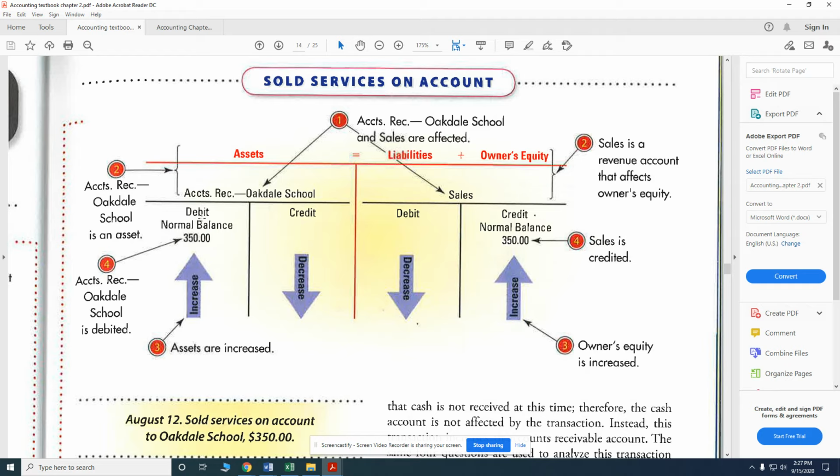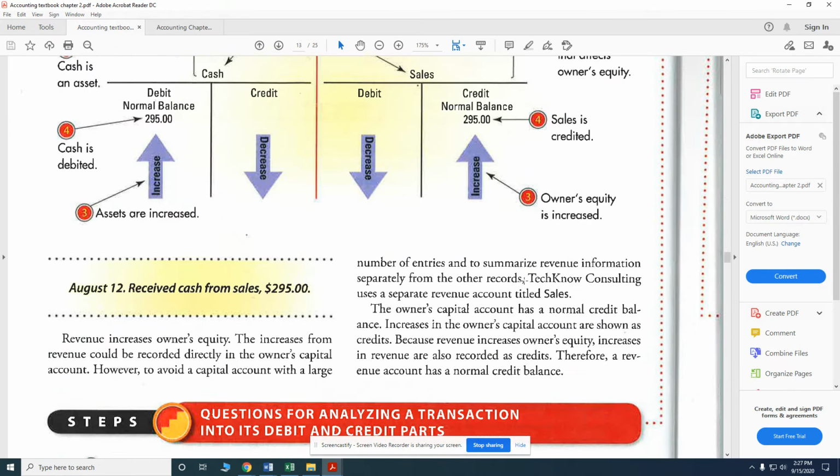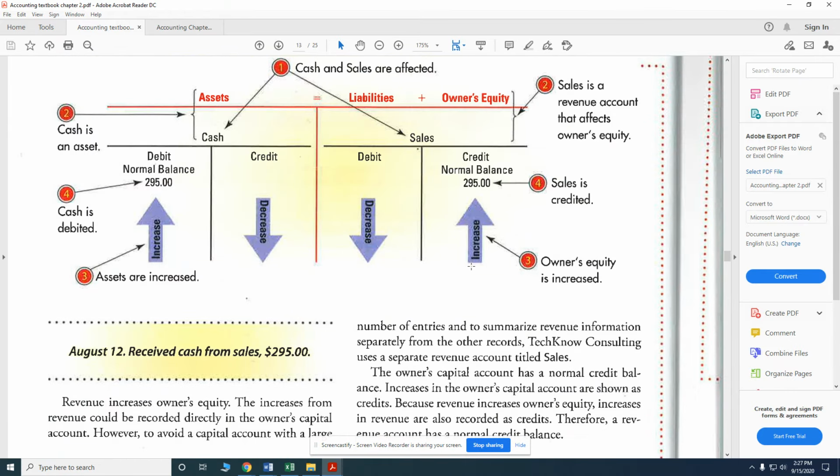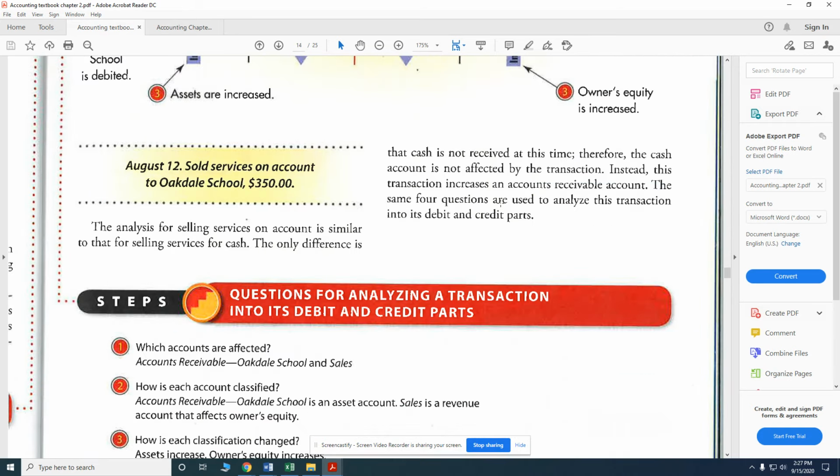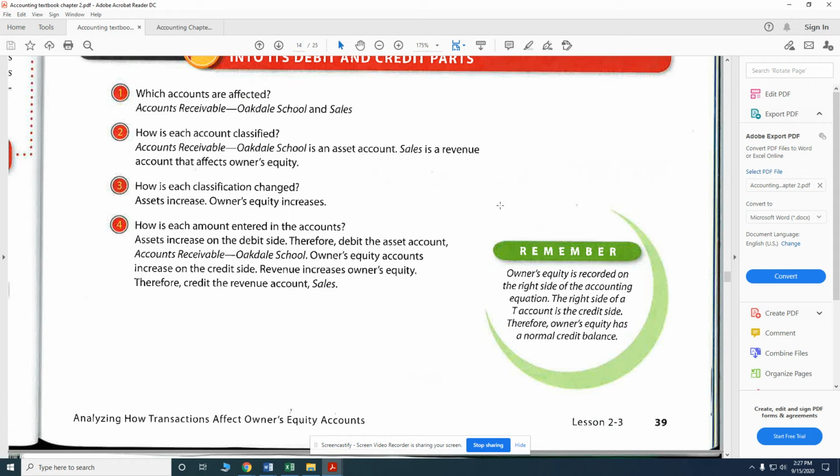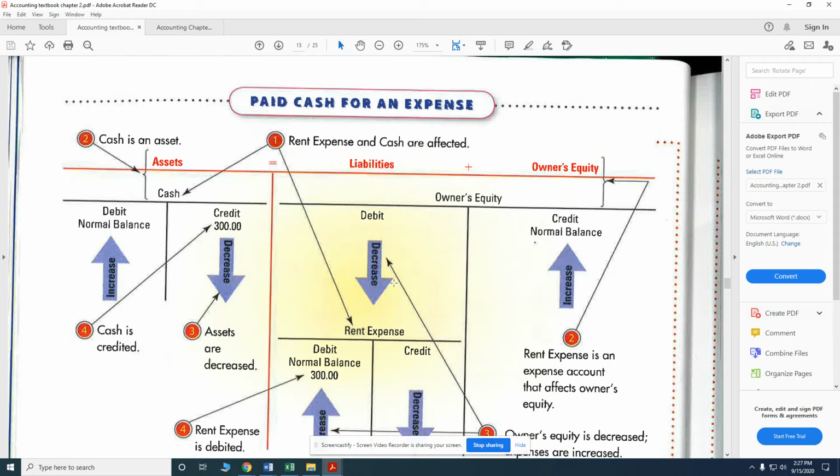You debit accounts receivable to show the increase. You credit owner's equity, the sales account. So now we have a sales account, and we credit it for 350. Just like we did up here, we did a credit to sales and a debit to cash. They're both sale transactions. And same 4 questions when we analyze this transaction.